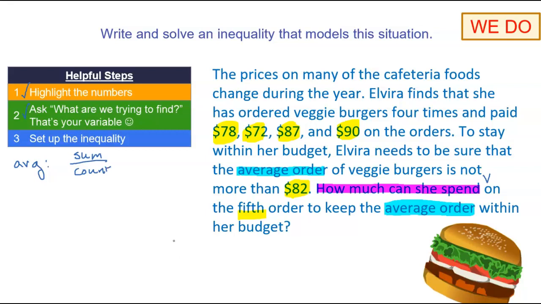So when we're talking about an average of 5 orders, it'll be this one plus this one plus this one plus this one plus this one. We don't know how much it is. It's a variable, but it's some number in there. So it's adding all 5 of those together, and then we divide it by 5, because there are 5 of them. That's the count. So we get 78 plus 72 plus 87 plus 90 plus that last one we don't know, v, all over 5.